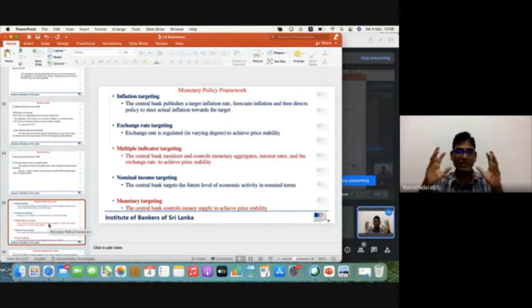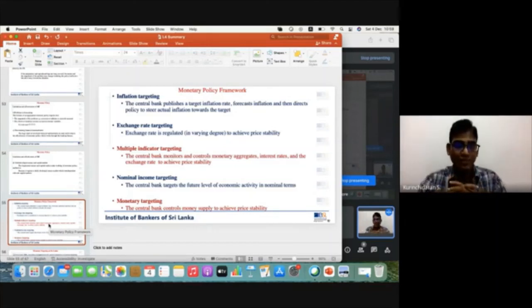It's multiple indicator targeting. Or some people target nominal income. So this country's nominal income should be like this, and they do the monetary policy based on that target. Or some central banks target monetary targeting. Okay, money supply. This should be the monetary aggregate. So Central Bank of Sri Lanka, even though it says they are expecting mid-single digit, still in a formal way, they are following monetary targeting. That means how much money supply should be in the market, right?